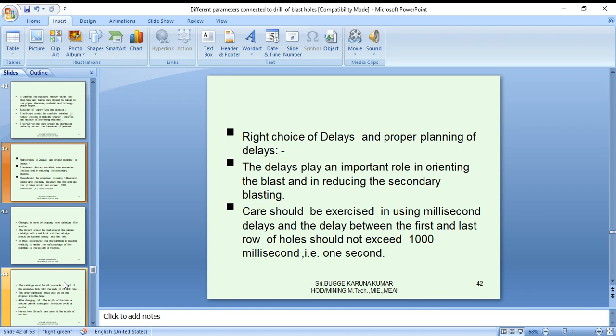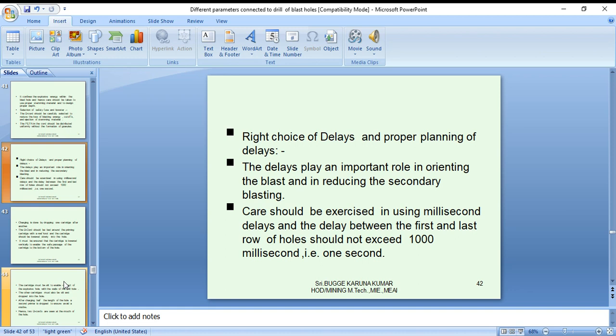Right choice of delays and proper planning of delays. The delays play an important role in orienting the blast and in reducing the secondary blast. Care should be exercised in using millisecond delay, and the delay between the first and last row holes should not exceed 1000 milliseconds or 1 second. This is more important. Most of the time, 1 second will be maintained, not more than 1 second.